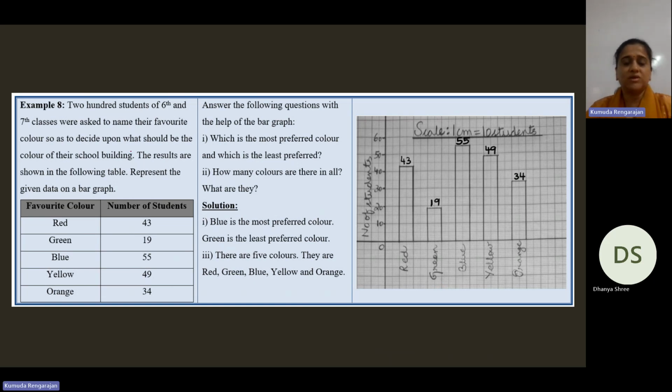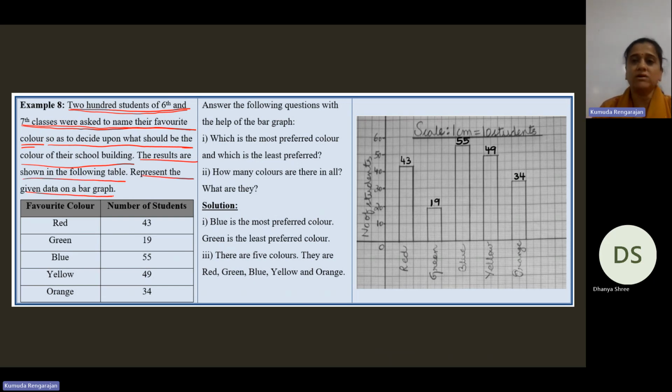Okay. So this is the question, children. 200 students of 6th and 7th classes were asked to name their favorite color, so as to decide upon what should be the color of their school building. The results are shown in the following table. Represent the given data on a bar graph. The bar graph is the answer, not the question. Till here is the question. From here is the solution.